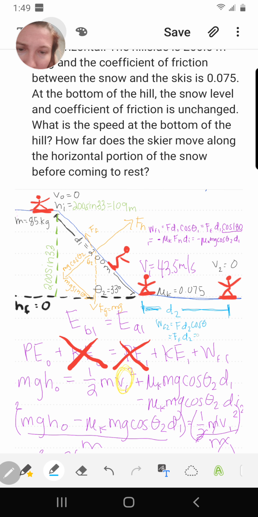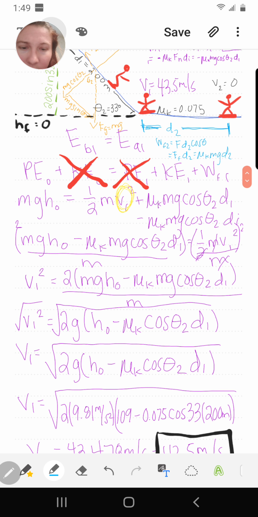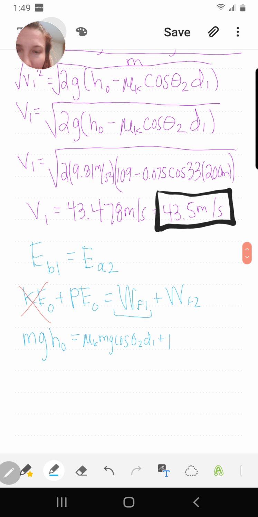Well, what is FF? It's the coefficient of friction times Fn. Well, we already learned that earlier, that Fn is just mg. We don't have an angle here, so we don't really need to include that. So this is what we're going to take down here. So it's going to be coefficient of friction times the mass times the gravity times distance 2.